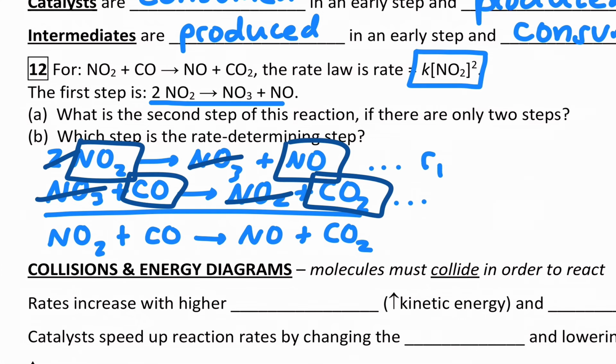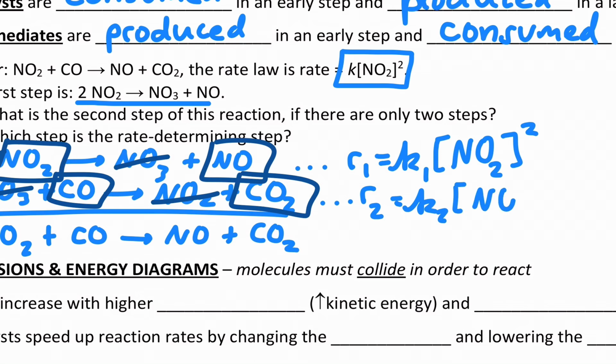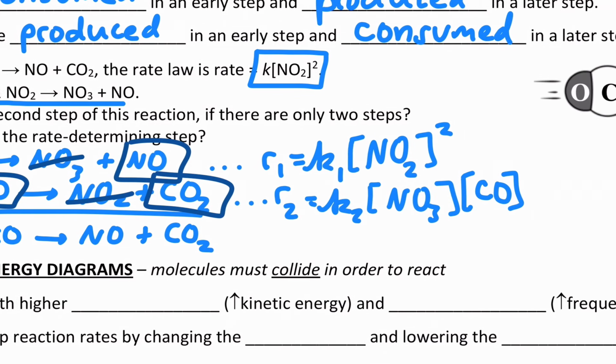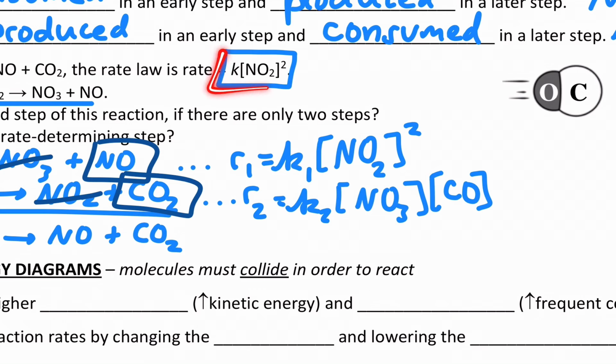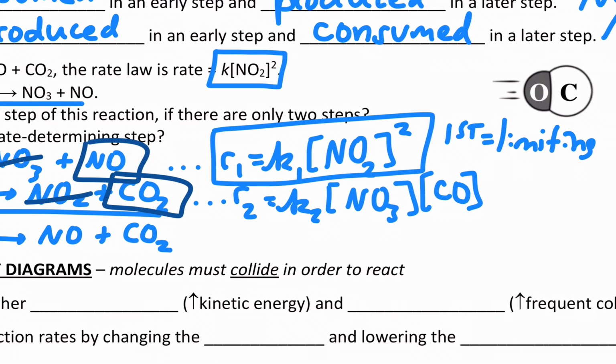Well, the rate of the first one is going to be some first rate constant times the concentration of NO2 raised to its coefficient, squared. And the rate of the second step would be k2 times the concentration of those reactants, NO3 and CO, each to the first power. And we're told what the rate law is, so we know that it has to match the rate of the limiting step. That's the first step. So once again, first step equals limiting. That's not always the case, but it happens to be in this example.